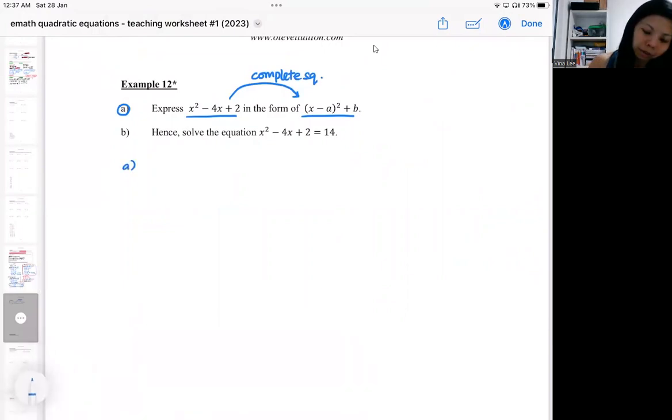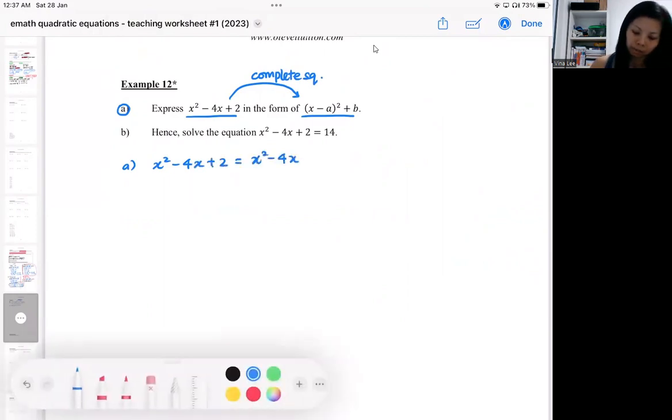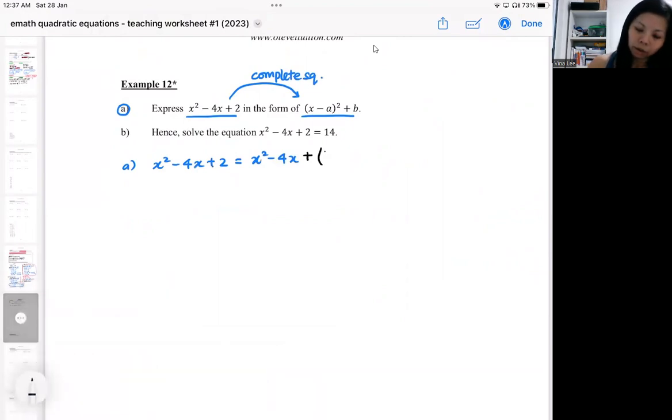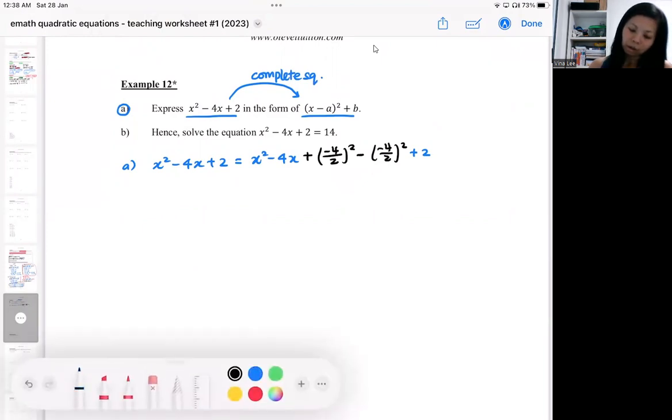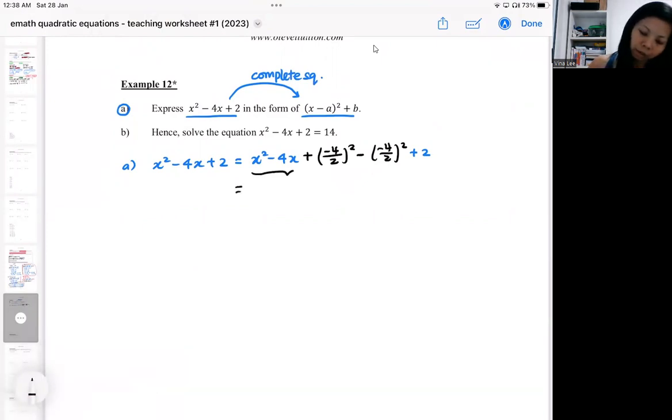So I'm going to do the completing square by adding the coefficient of x over 2 squared, and then I subtract away. So essentially, this is a 0. You introduce something, you take away that something. So essentially, that's a 0. But it helps me to create a perfect square here.